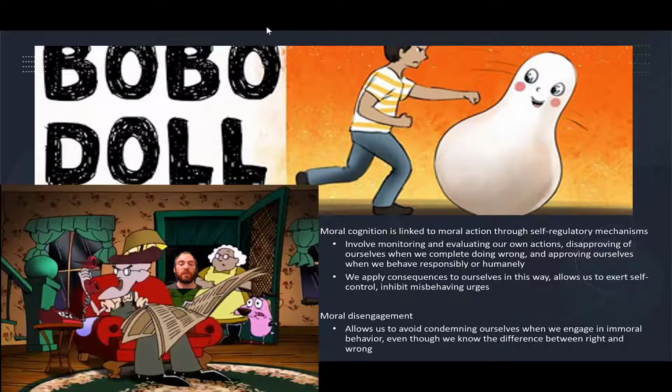So in order to get around that self-regulatory mechanism and that self-reinforcement of moral condemnation against yourself, basically checking out morally is the approach here, which allows us to engage in immoral behaviors without having to undergo that condemnation process, even though you know what is right and wrong.